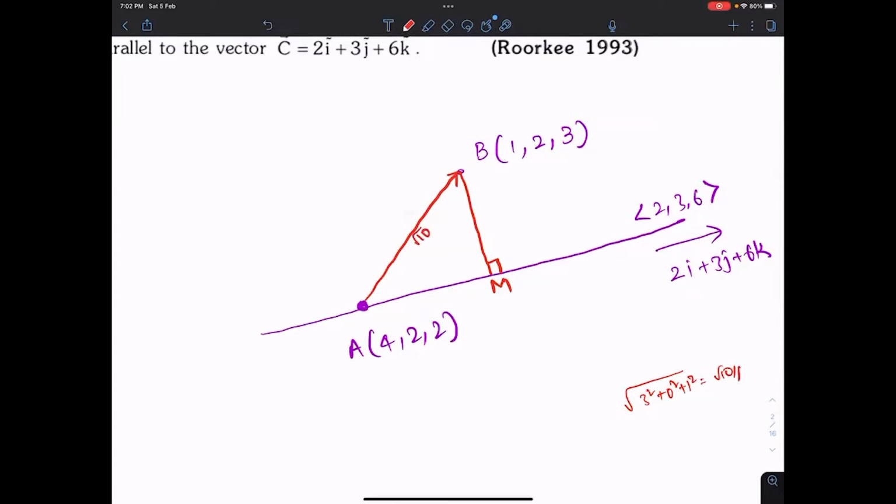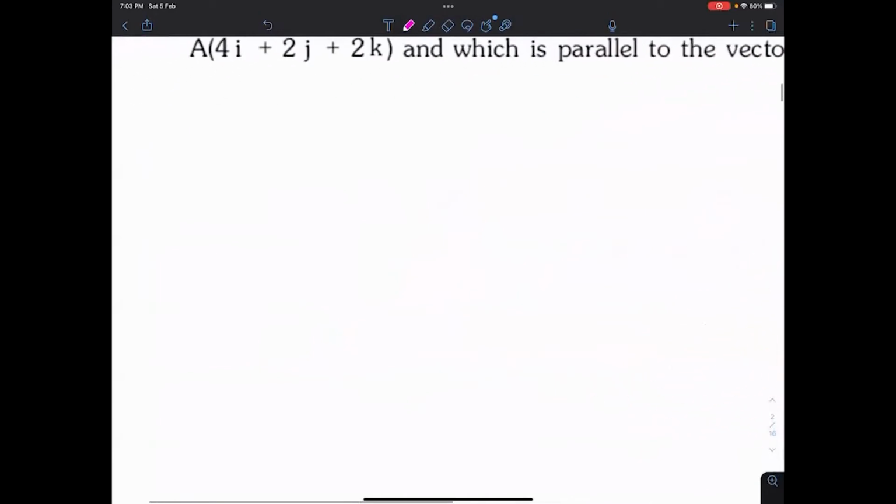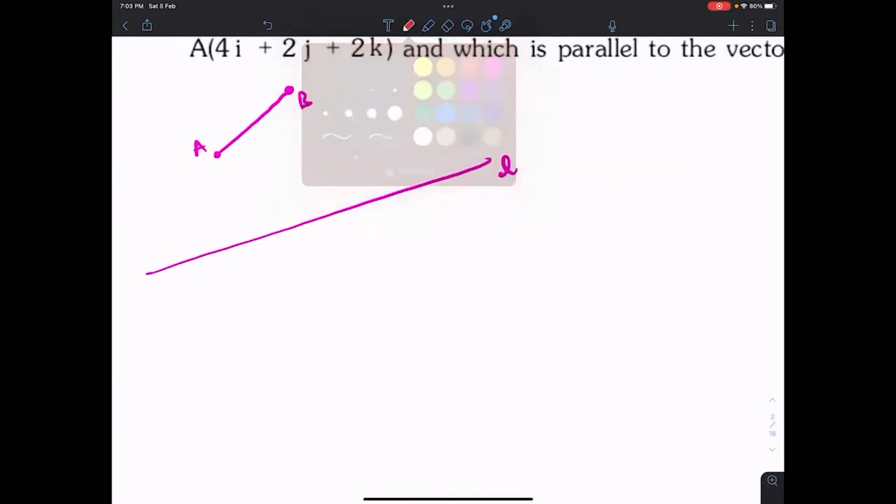If I know the length of AM, then I will get BM by Pythagoras theorem only. Now this is what I am asking, guys. What is AM? AM is nothing but, actually you guys should understand the meaning of projection. What is meant by projection? Projection of AB on a line L, in some direction d bar. Projection of this line segment on a line whose direction is d bar.